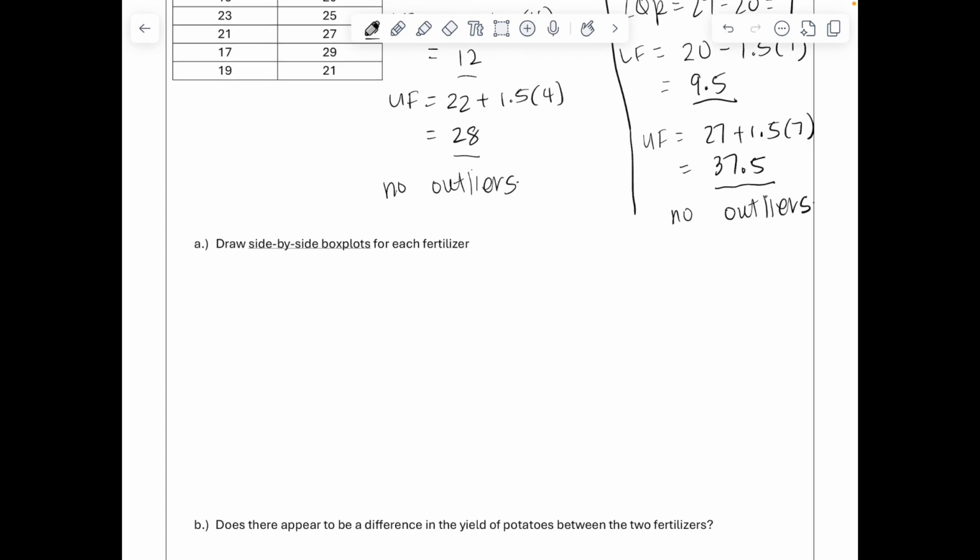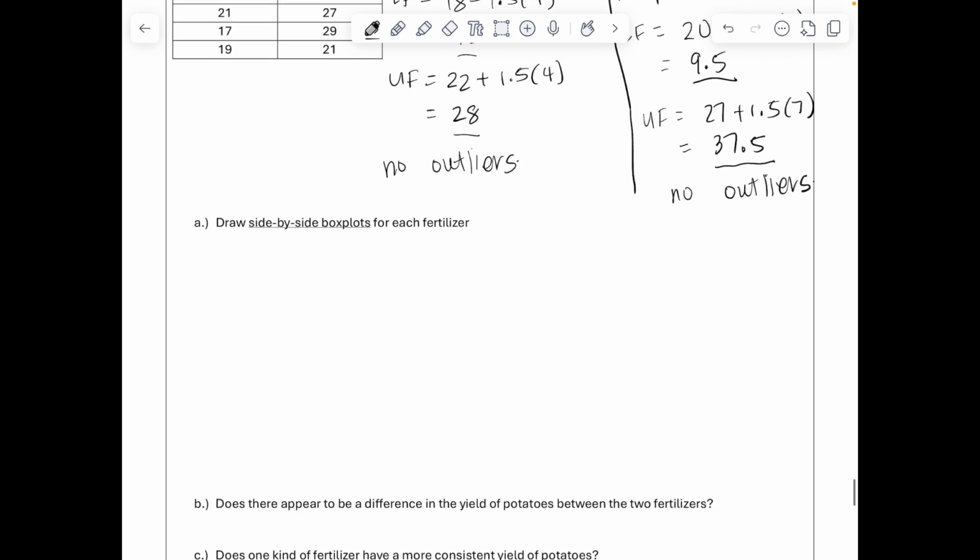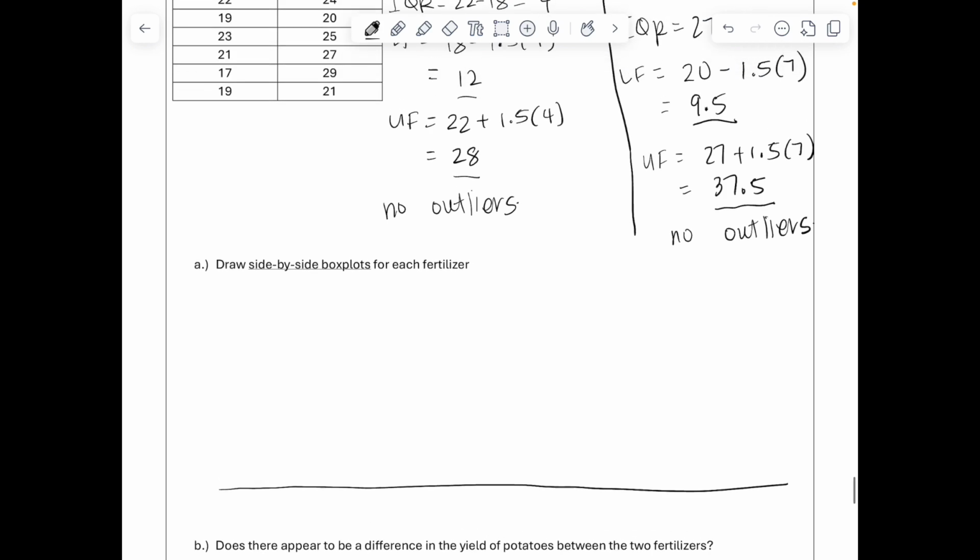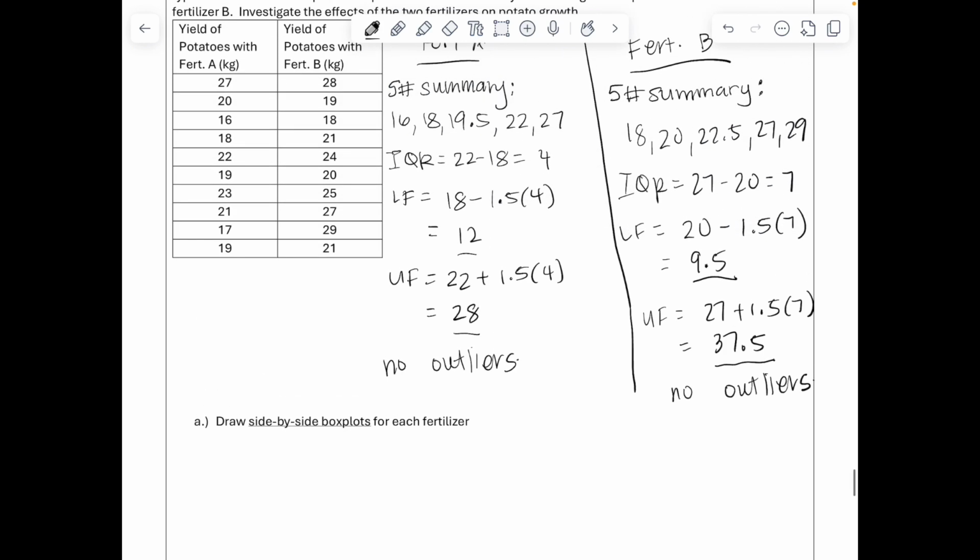So what we have next says to draw a side-by-side box plot for each fertilizer. So in order to do this, we need to have a number line. And since we're graphing a side-by-side, this means we're graphing both sets of data. I need to look at both of these values and what the smallest value that I have is and what the largest value is that I have. So the smallest value that we have would have been the 9.5 here for our fence, and the largest value that we have would be that 37.5.